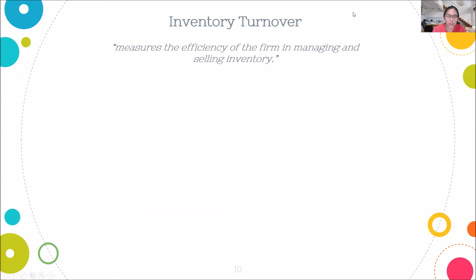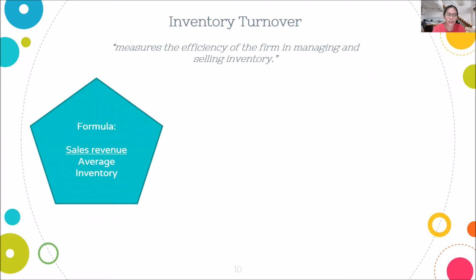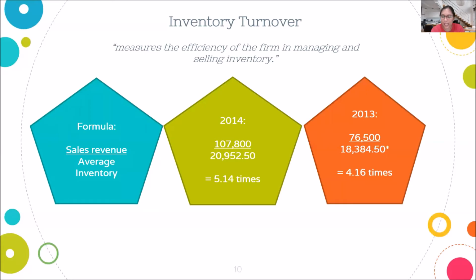So when we say inventory turnover, it measures the efficiency of the firm in managing and selling inventory. Okay, of course, the formula will be the sales revenue over average inventory. Class, by the way, in 2013, I am not using an average. Instead, I am using yung existing figure niya on that account kasi wala na akong i-average, kasi we don't have 2012 account. Pero kung available yun, then we can make it an average. Okay? So in 2014, it's 5.14 times and 4.16 times in 2013.